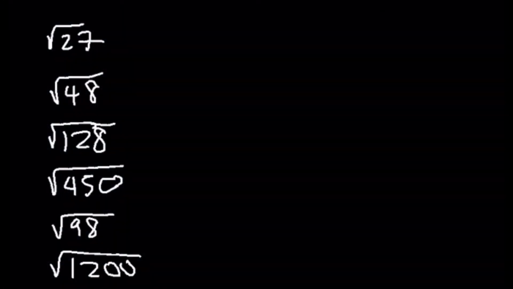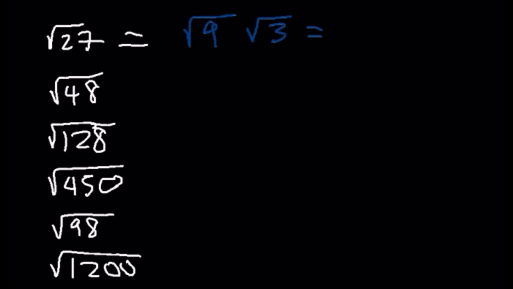Feel free to pause the video and try these problems, and then unpause it when you're ready. Let's start with the first one. What perfect square goes into 27? We know 9 goes into 27. 9 times 3 is 27, and the square root of 9 is 3. So this simplifies to 3 root 3.